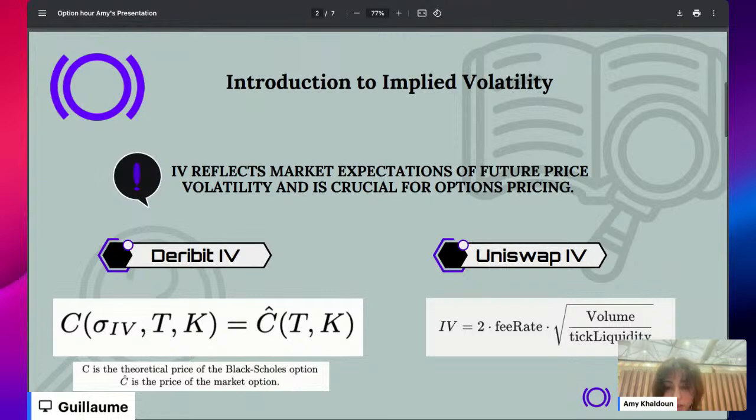On the left, we see Deribit's method, or any centralized exchange really, which uses the traditional Black-Scholes model since it is a centralized exchange that relies on order book data. In this case, we derive the IV by equating the theoretical price of the Black-Scholes option to its market price. And on the right, we have Uniswap's innovative approach formulated by our CEO, Guillaume Lambert, where IV is calculated using a formula that incorporates three elements: the fee rate, the tick liquidity, and the volume.